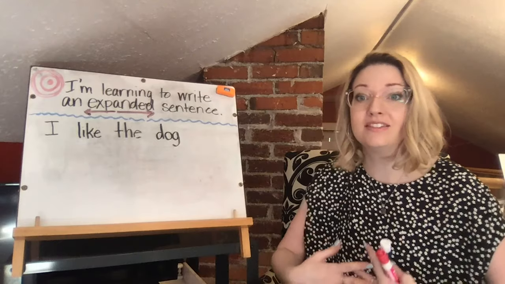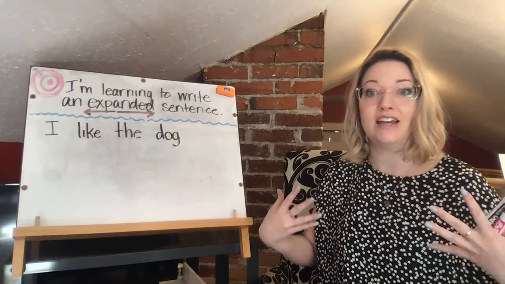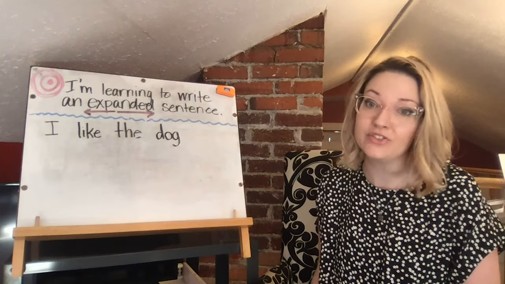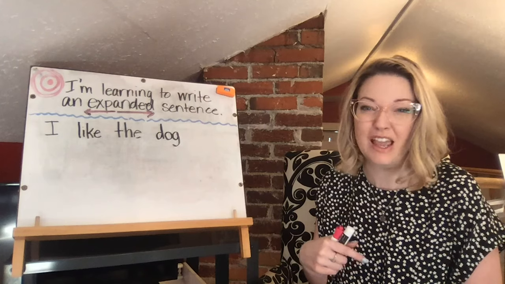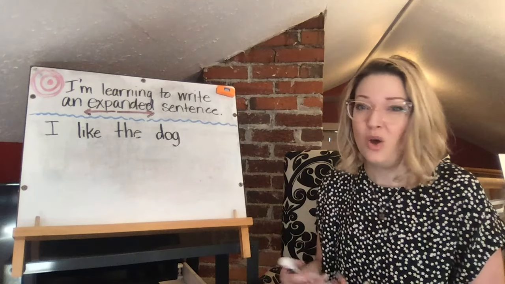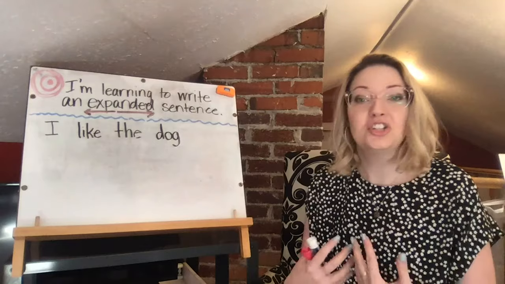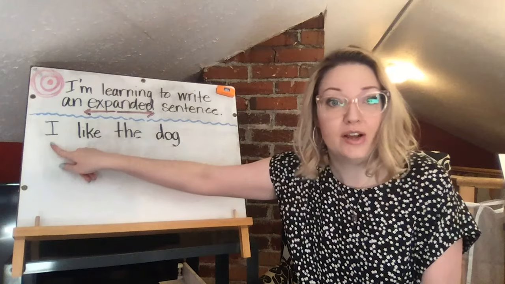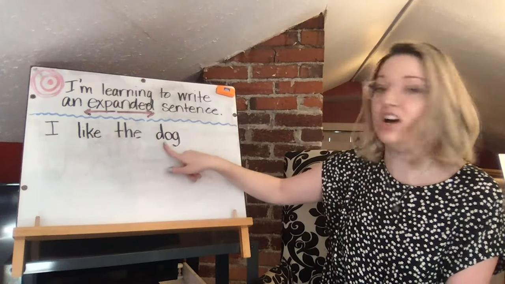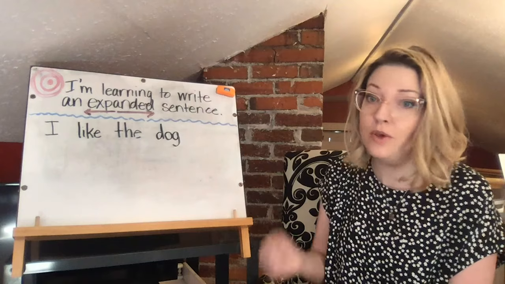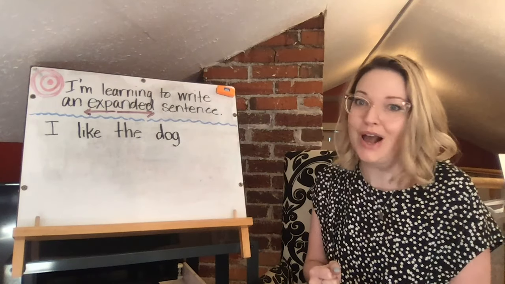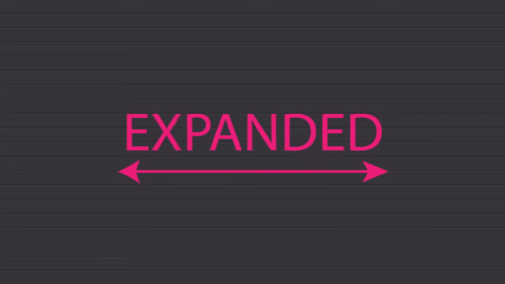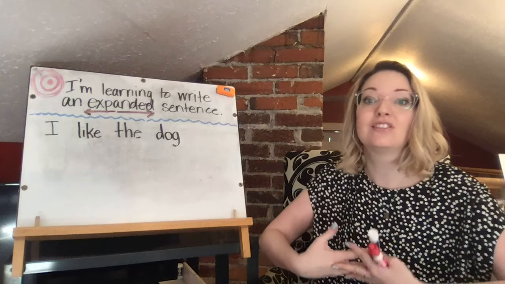Okay, just the way that we sound out our words and we stretch it out instead, we're stretching out our sentence. Expanded means that we want to answer the reader's question that might be because or why, or they just want more information. We're just making the sentence longer. So today, the simple sentence we're starting with is I like the dog. If we were going to end our sentence there, we would put a period. But today, we're not going to end our sentence there because we're going to make it longer. What's that word? Expanded.